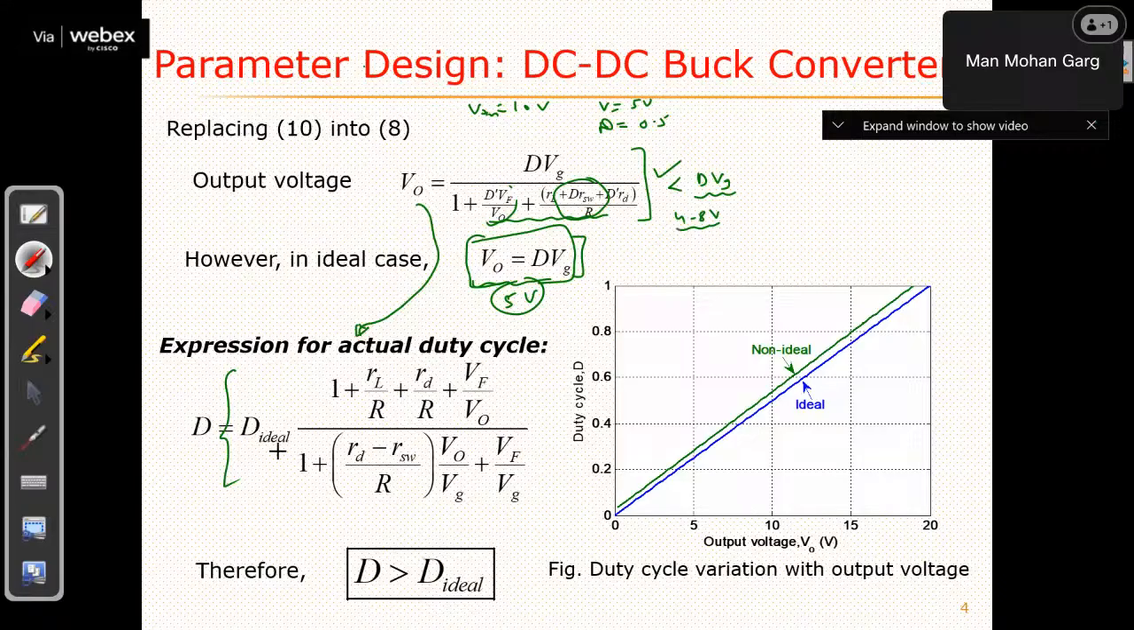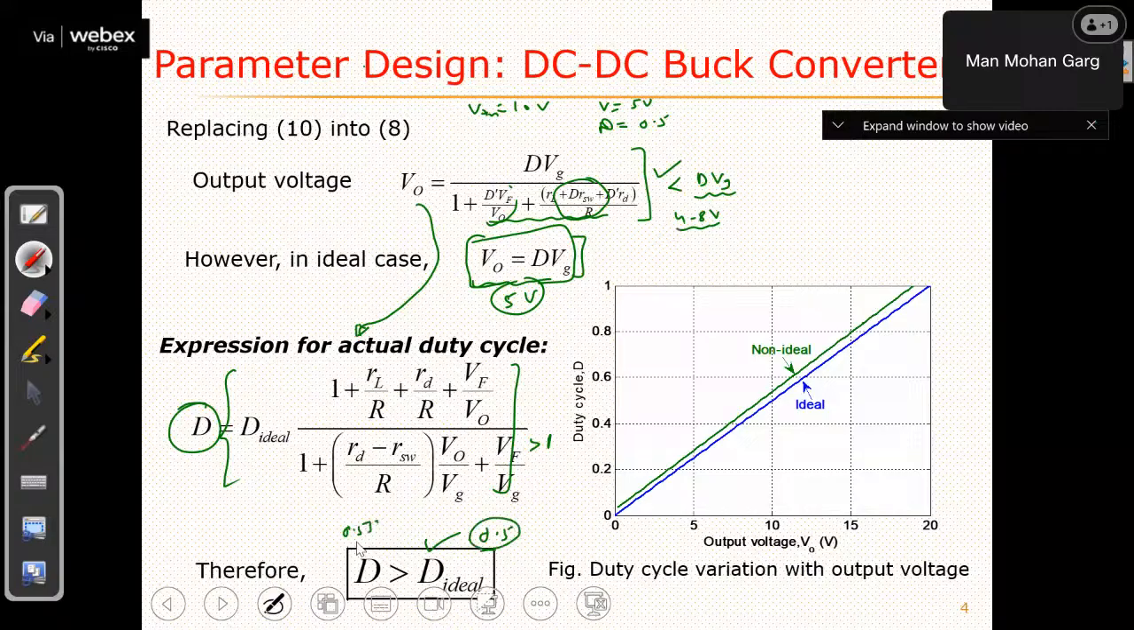And what this expression suggests is that D is greater than D ideal. That actual duty cycle in a non-ideal converter should be greater than the ideal. It means D ideal is 0.5, so actual duty cycle should be greater than 0.5, maybe somewhere 0.55. So if I'm putting 0.55 duty cycle, then my input voltage is 10, so ideally I should get 5.5 volt, but 0.5 volt is, let's say for lump sum, being fed to the non-idealities. So ultimately I will get the 5 volt. It means my converter should be operated at this increased duty cycle, right?